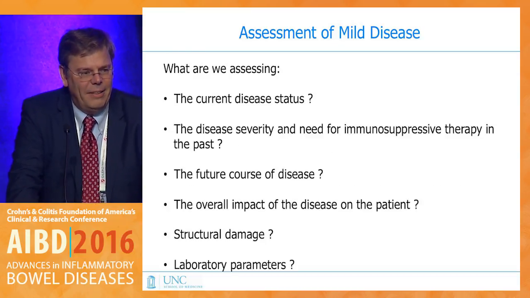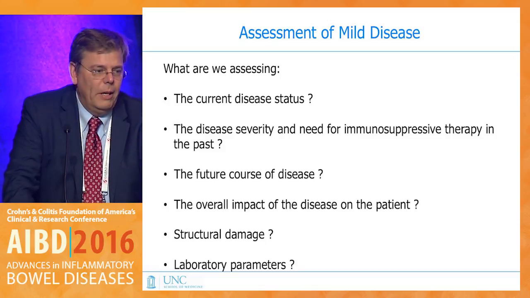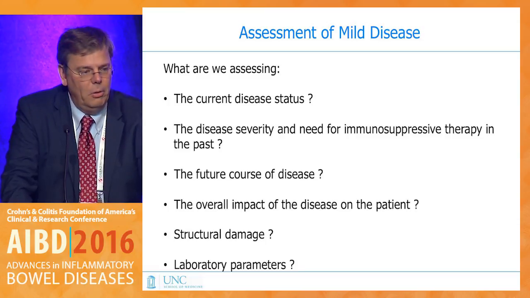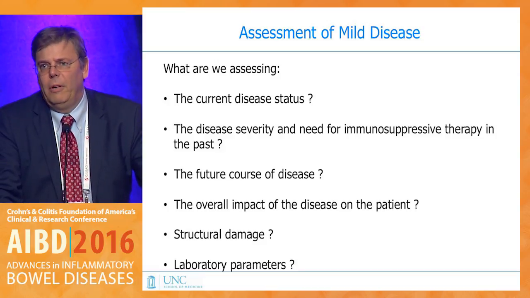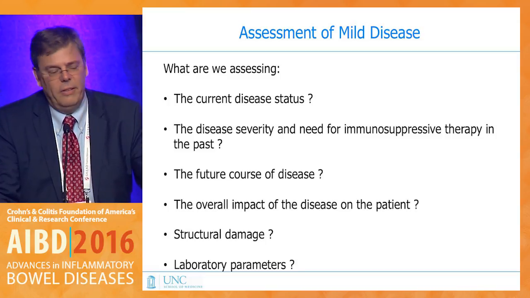So what are we assessing? The current disease status as mild, or do we assess a disease severity and need for immunosuppressive therapy in the past, if this is a patient already known to us? Do we assess the future disease course as mild? Can we say you will have a mild disease course and that's why we do this X and Z?